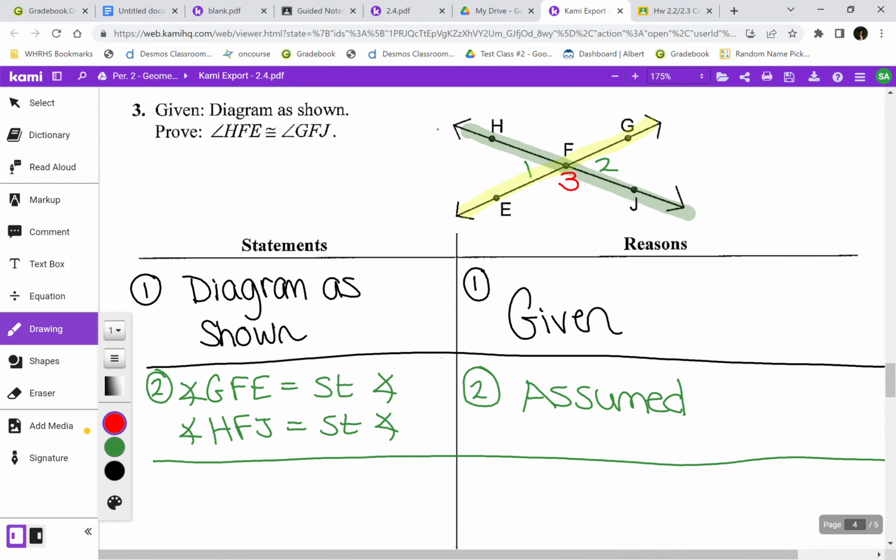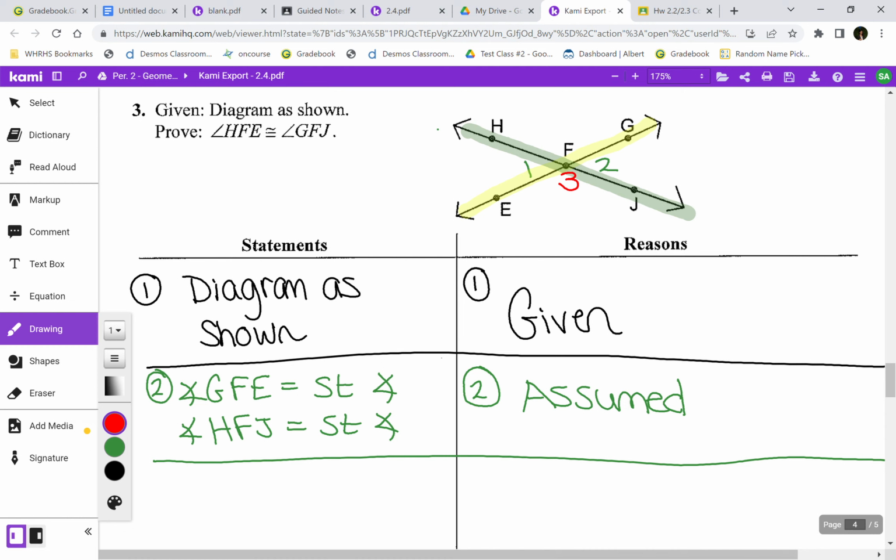Somebody tell me, what's the relationship between angle 2 and angle 3, and how do you know? Sophia? They're supplements because they make up angle EFG. Excellent. They're supplements because they make angle EFG. If we add angle 2 and angle 3 together, they make that straight angle. So listen to where I'm going with this.